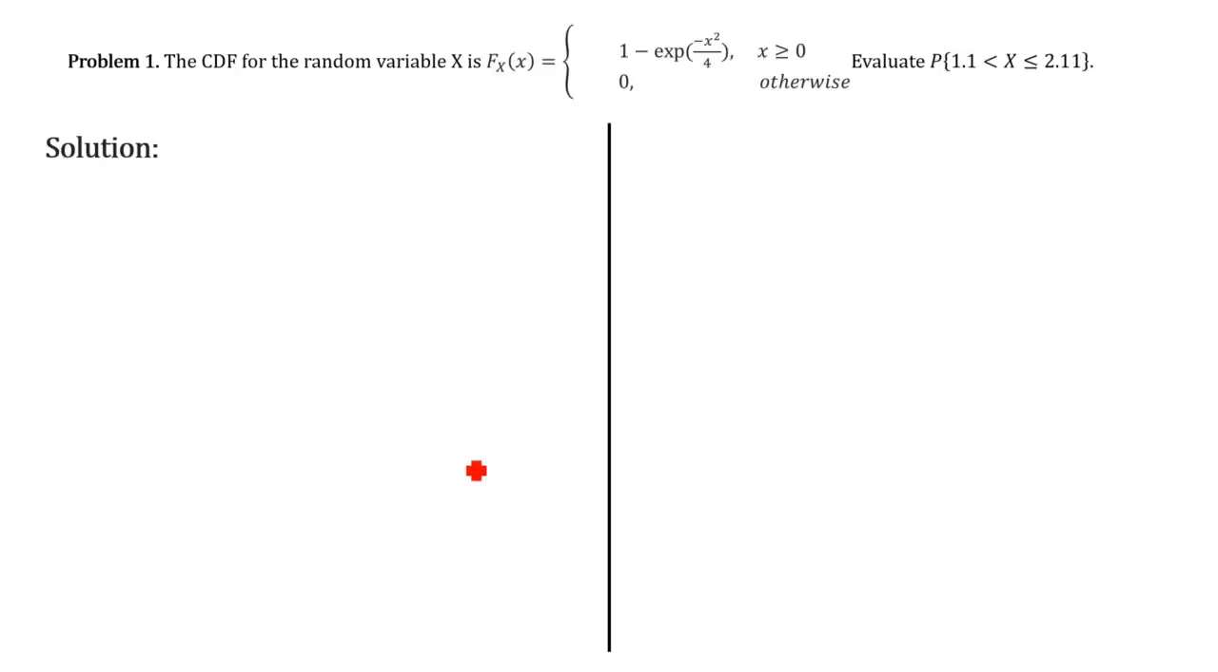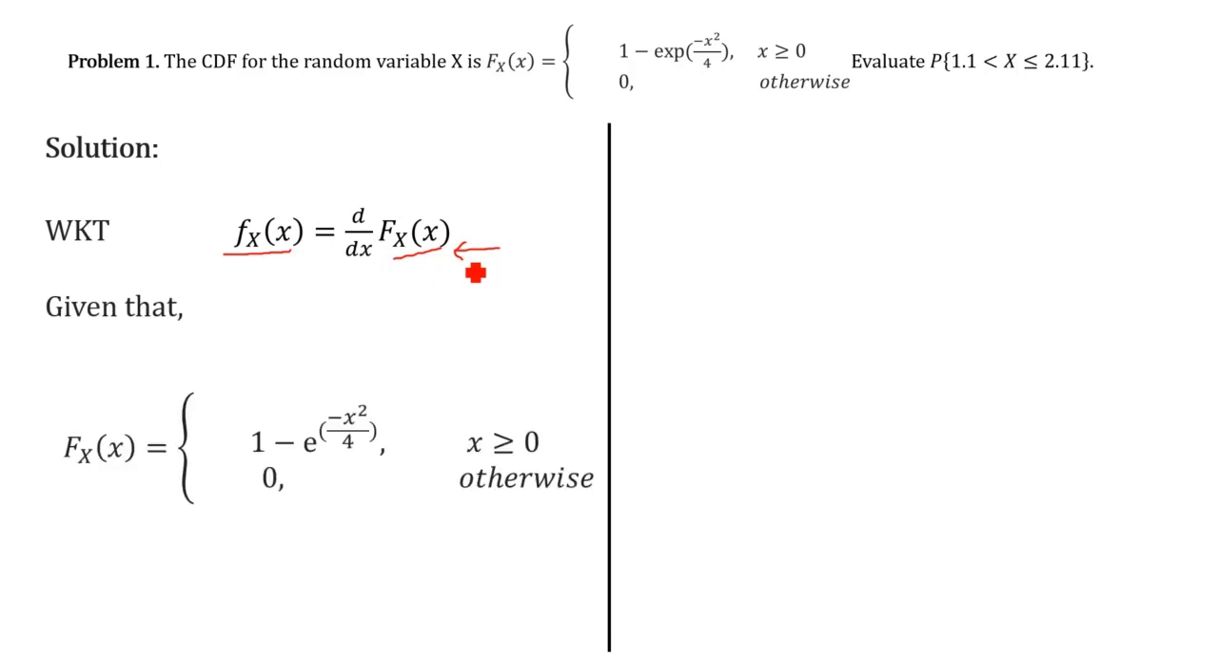All right. So we know that this is a lowercase f, so that is the PDF. A PDF can be obtained by differentiating the CDF. It is a standard definition. All right. What is given? The CDF is given, and it is this expression if x is greater than or equal to 0, otherwise it is 0.